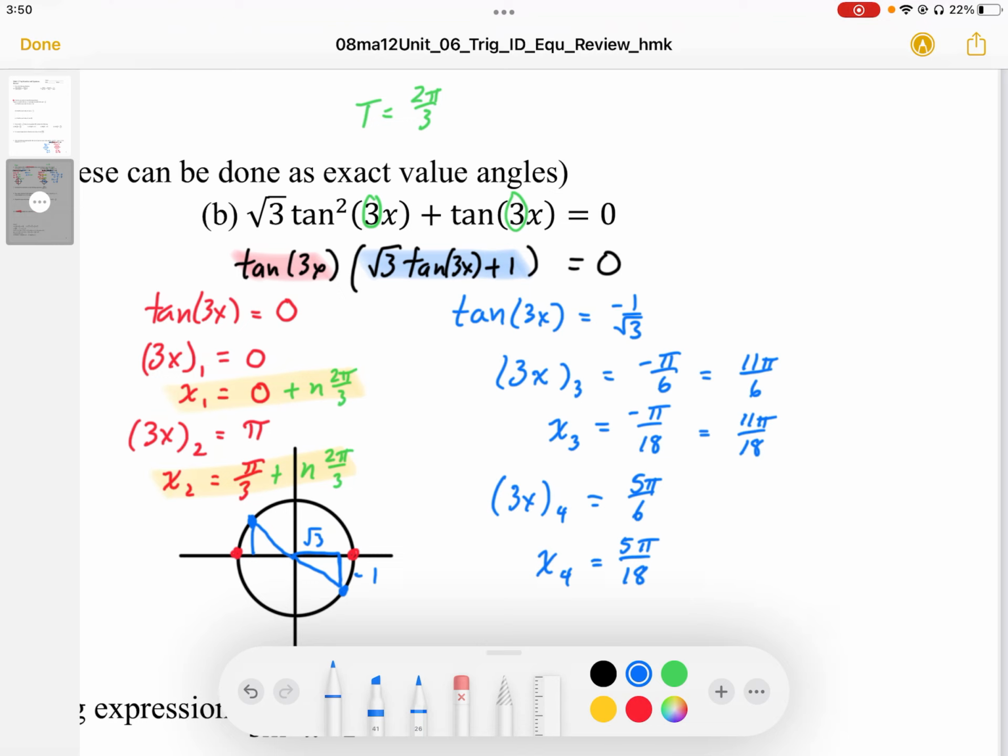Okay, so since it's all real values, I need to use my repetitions. My repetitions are going to be plus n, and I'm going to use a period for my repetitions, so plus n 2 pi over 3. And those represent the 4 primary solutions, and the n 2 pi over 3 represents all the repetitions, because this solution repeats itself every 2 pi over 3 because of the horizontal compression of 3.